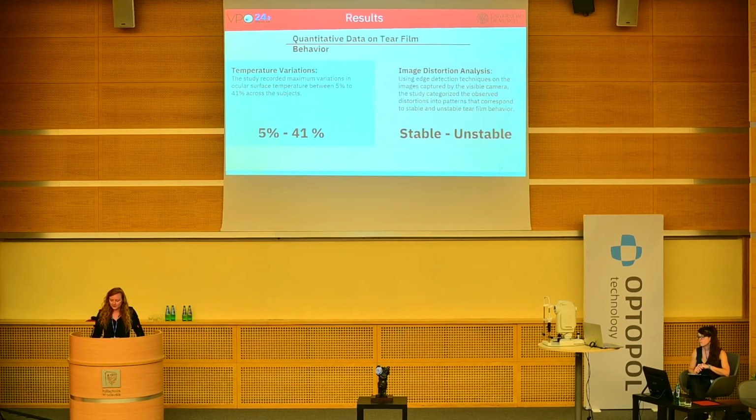So moving forward to the results. Following the thermal analysis, the study recorded a maximum variation in ocular surface temperatures ranging from 5 to 41% across the measured subjects. These results, together with the observed distortions in the placido disc pattern recorded with the visual camera, correspond to two general behaviors of the tear film, namely stable and unstable.